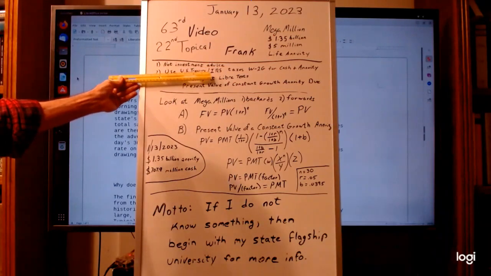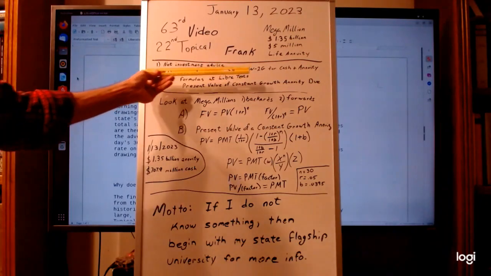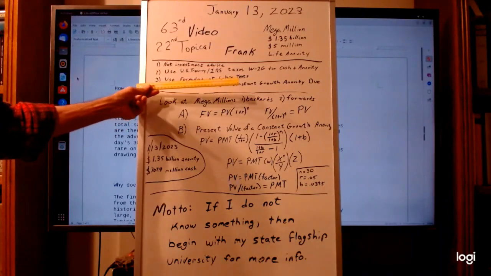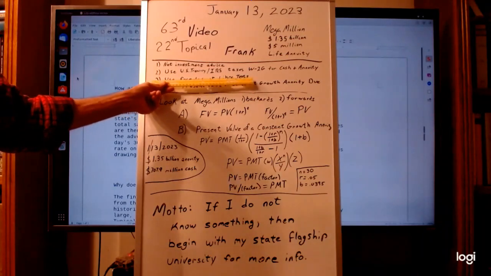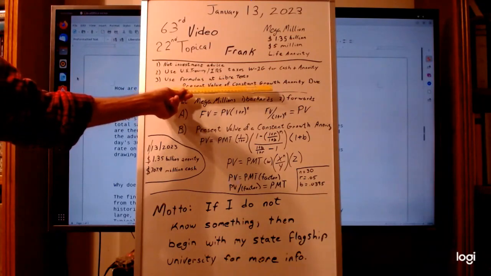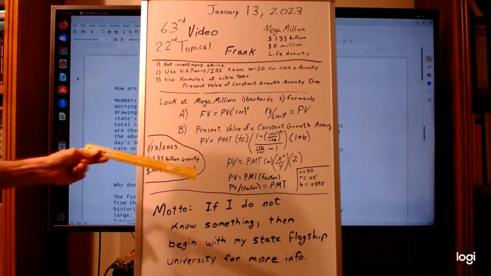But let's look at the U.S. Treasury site to get the current yield on Treasury bonds, and then let's look also at the IRS site to look at taxes for the cash and the annuity. And I will be using the formulas that Lever Text, that's a free text site, and we need the present value of a constant growth annuity due.